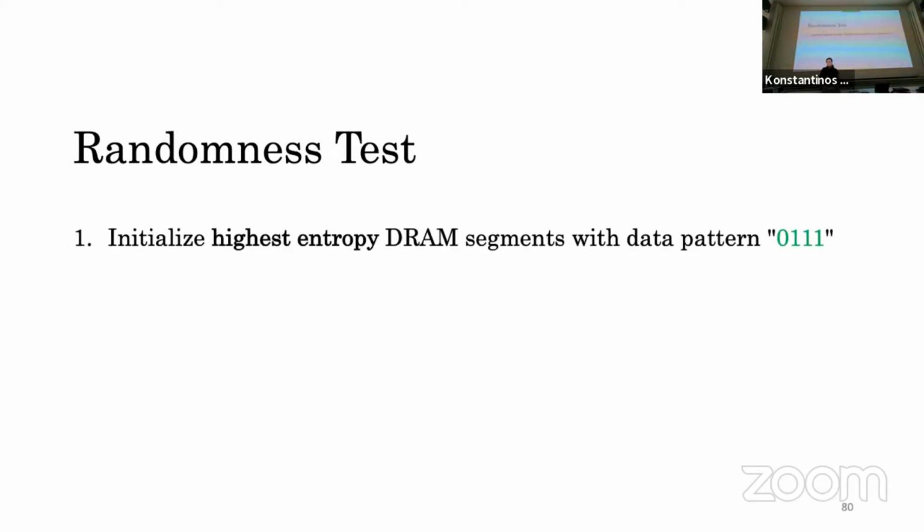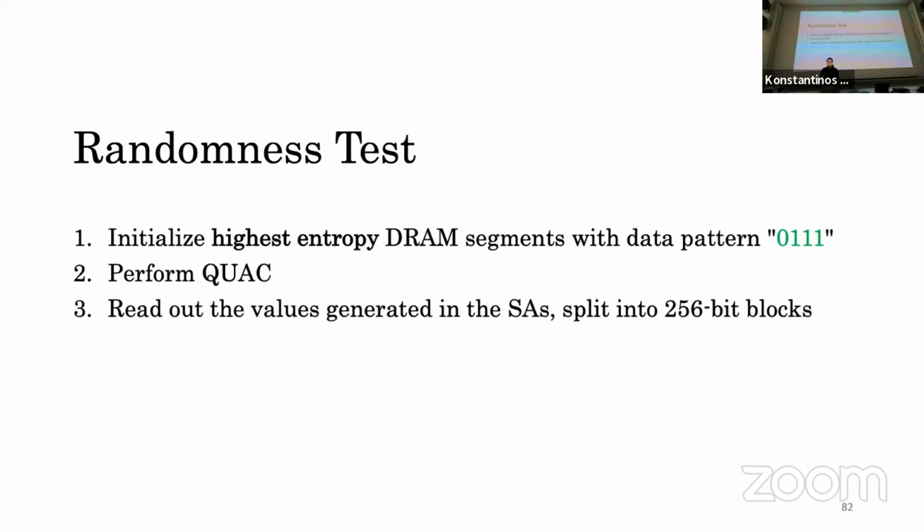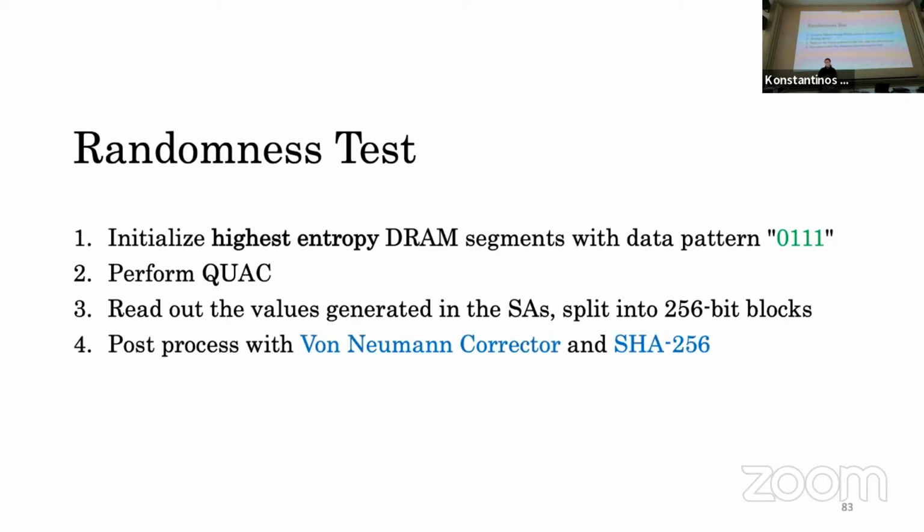The paper also runs a lot of experiments to try and determine the quality of the random numbers produced by QUAC-TRNG. And this is the experiment that they use to measure this. So first, the highest entropy DRAM segment that was found in the previous experiment is initialized with the highest entropy data pattern. Then QUAC operations are performed on 4 rows in that segment. Then the data is read out from the sense amplifiers and split into 256-bit blocks.